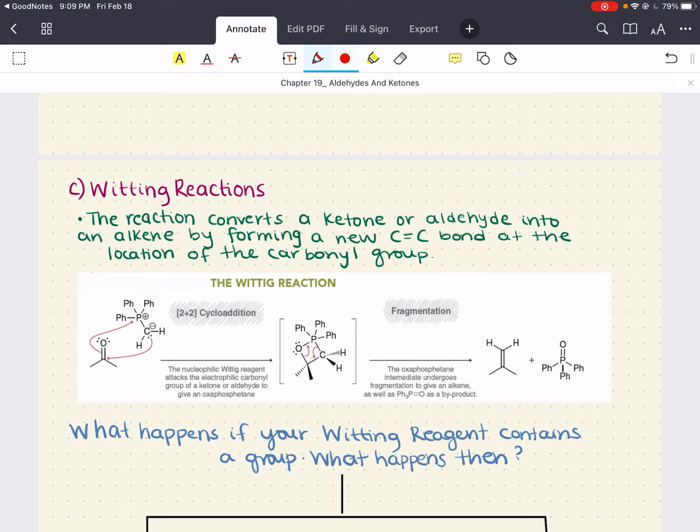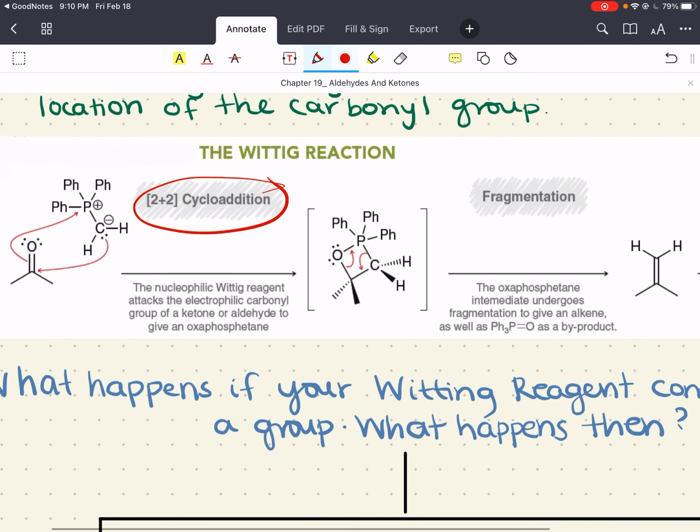There is strong evidence that the first step is a 2+2 cycloaddition process. The nucleophilic carbon of the Wittig reagent attacks the electrophilic carbon of the carbonyl group, with concurrent formation of an oxygen-phosphorus bond. This results in a four-membered ring as an intermediate, which then undergoes fragmentation to give our final alkene product.